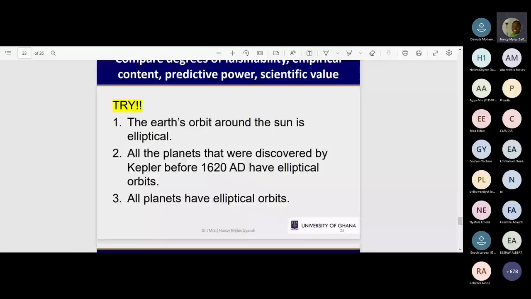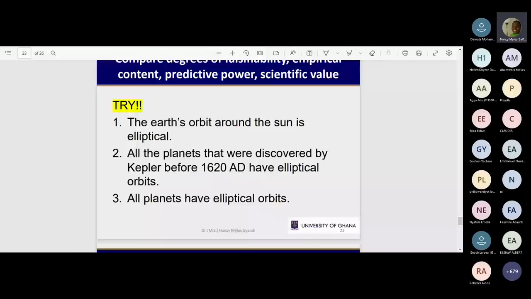Look at example two. All the planets. This is not a generalization. It's a particular statement. Revise that, okay? You can find a slide up there too, that has it. Look at example one. The Earth, a particular planet. So both one and two are what? A verifiable statement, or particular statement.